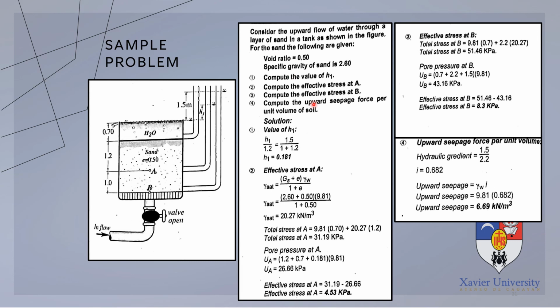So first, we are given the instruction: consider the upward flow of water through a layer of sand in a tank as shown in this figure. For the sand, the following are given. We are given the void ratio and specific gravity. So automatically, if we are given these, we will still have to solve for our gamma sat using this equation. First, we are asked to solve for the H1 here, which is basically the pressure head at point A.